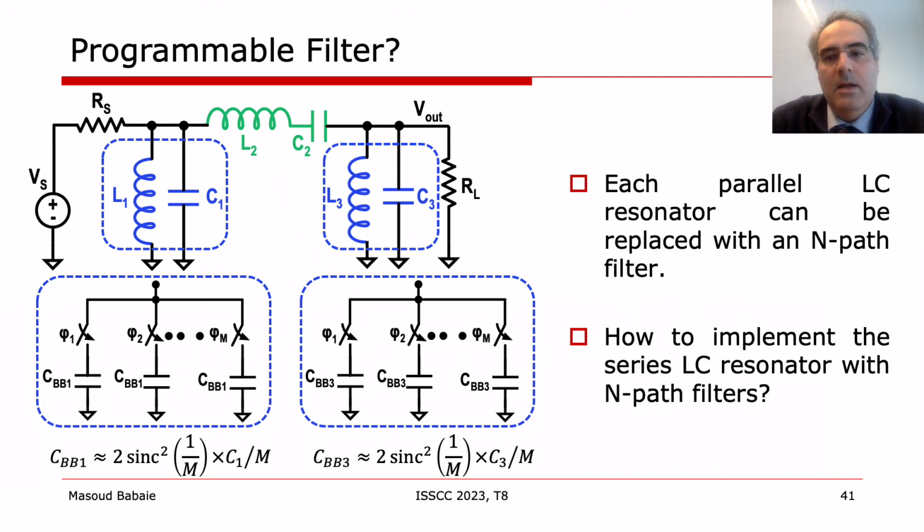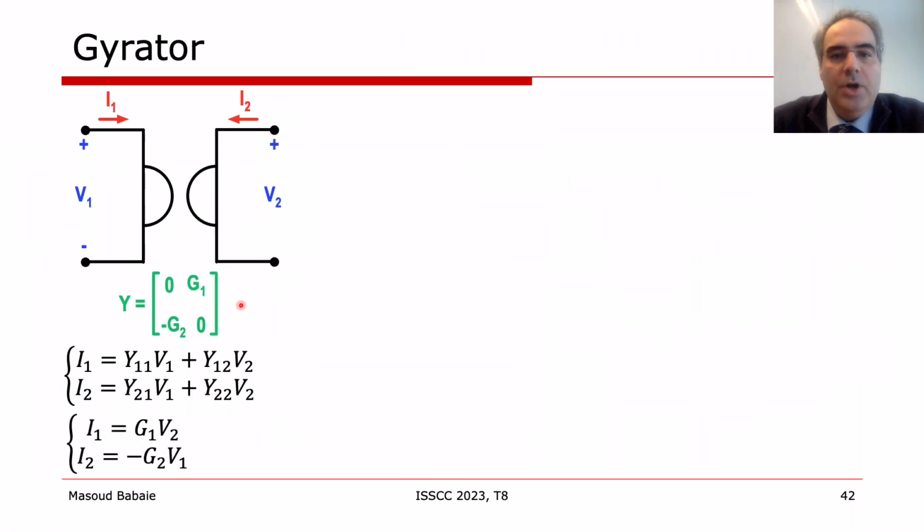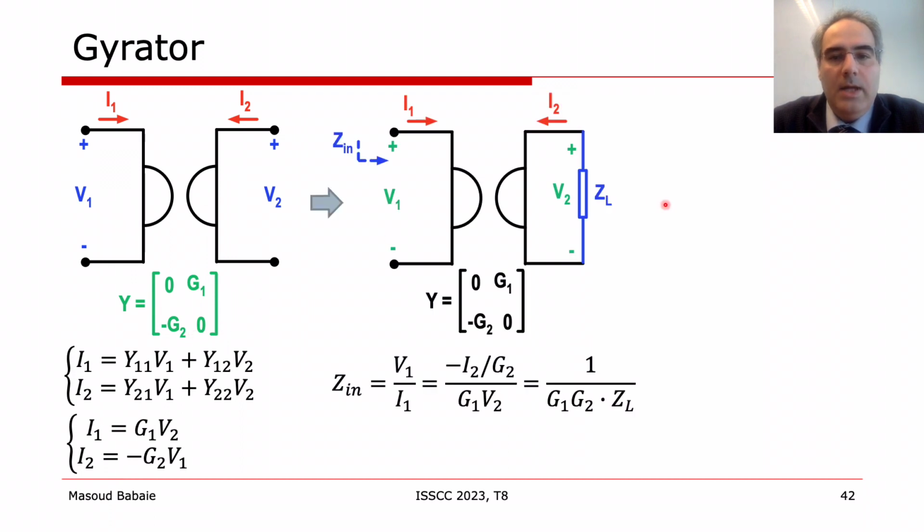To answer that, I need to introduce the gyrator operation to you. A gyrator is a two-port system with an admittance matrix of Y, where Y11 and Y22 are 0, and Y12 is equal to G1 and Y21 is minus G2. Now if you connect the second port of the gyrator to a load impedance ZL, the input impedance is equal to 1 over the product of G1, G2 and ZL. Consequently, this circuit works like an impedance inverter.